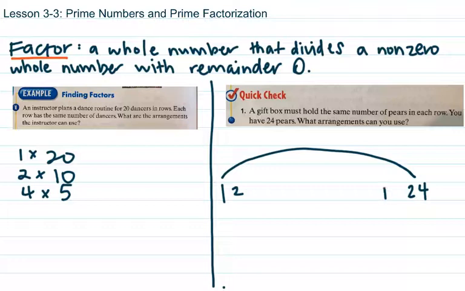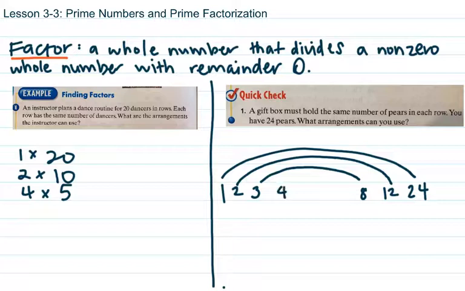We also have 2 and 12, 3 and 8, and then 4 and 6. And that is what we call a factor rainbow. As you can see, we count up until we reach the other numbers. So 1, 2, 3, 4, 5 isn't a factor. Now I'm at 6. There's no other number that multiplies between 4 and 6 to get me 24.